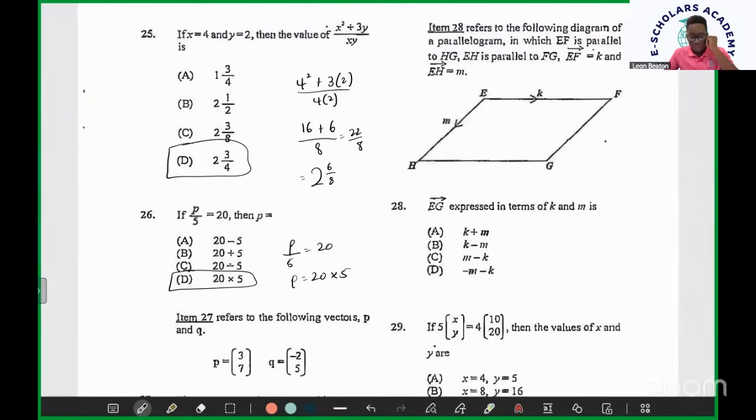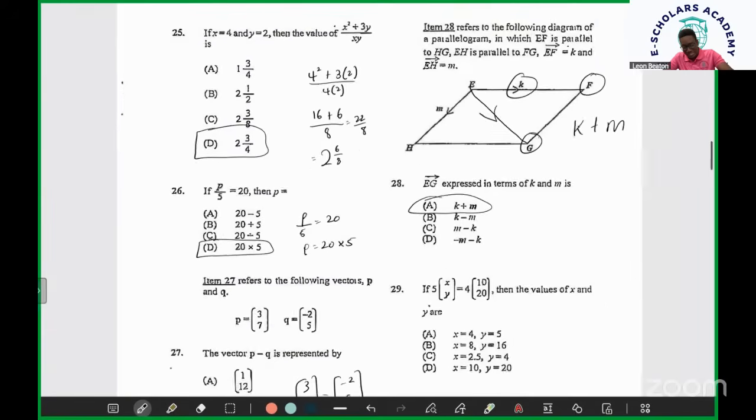So item 28 refers to the following diagram of a trapezium. I think we did this one already. So EG is right here. This is probably the easiest one as it relates to parallelogram. For EG, we move from E to F, which is K, plus we move from F to G, which is M. So K plus M. This is probably the easiest one. Hopefully, they're kind to us tomorrow and they bring this.